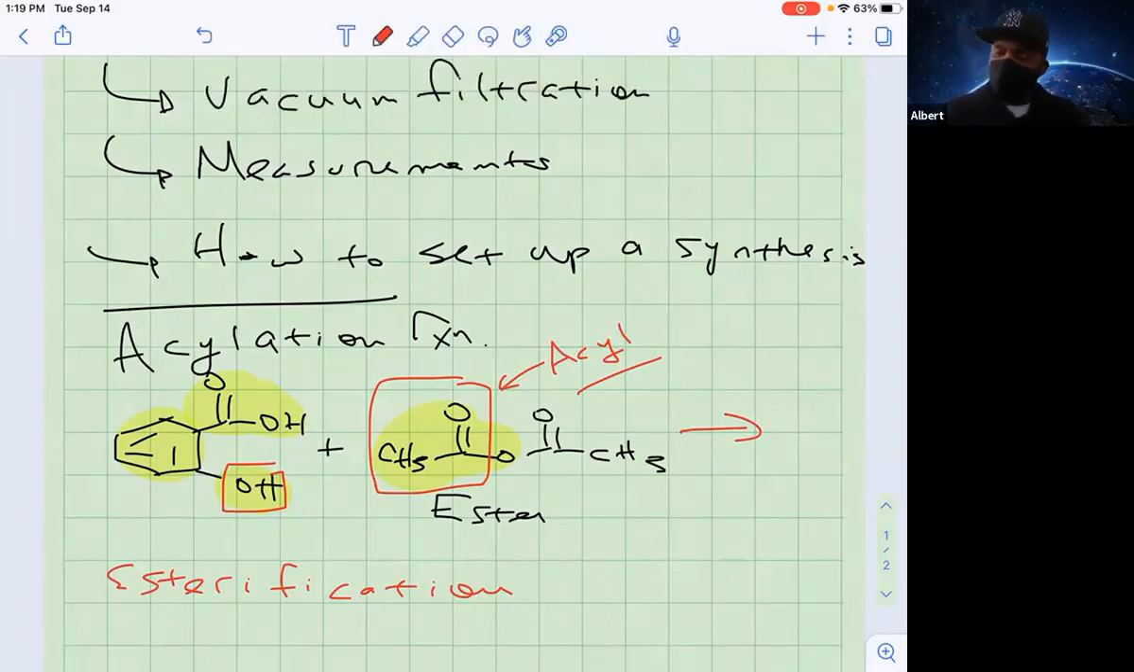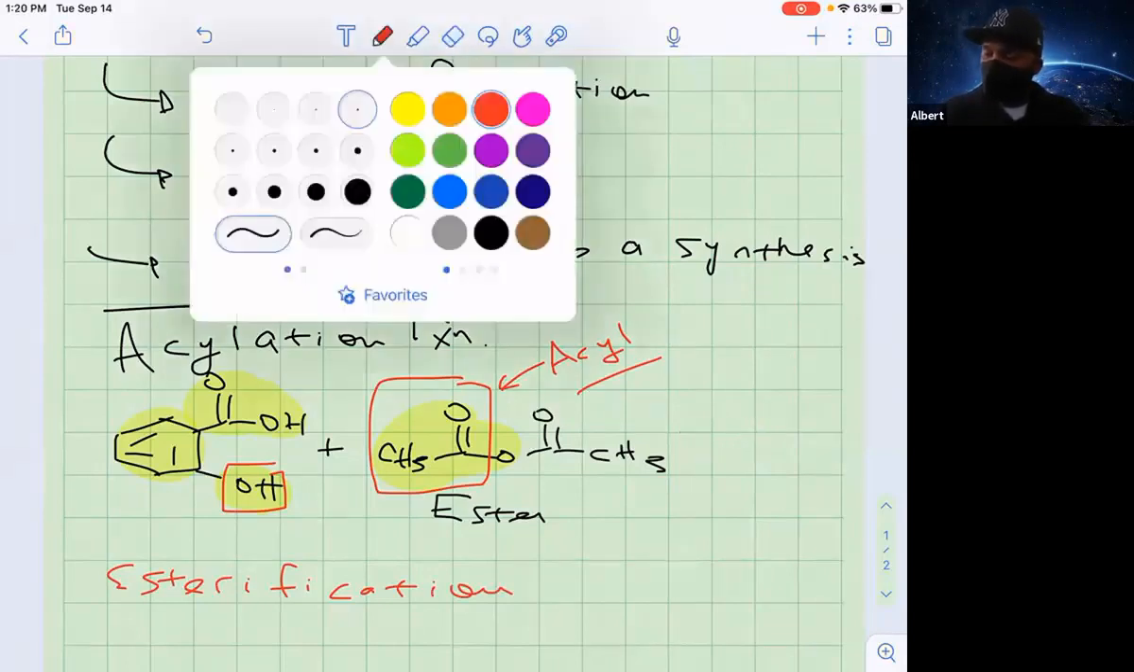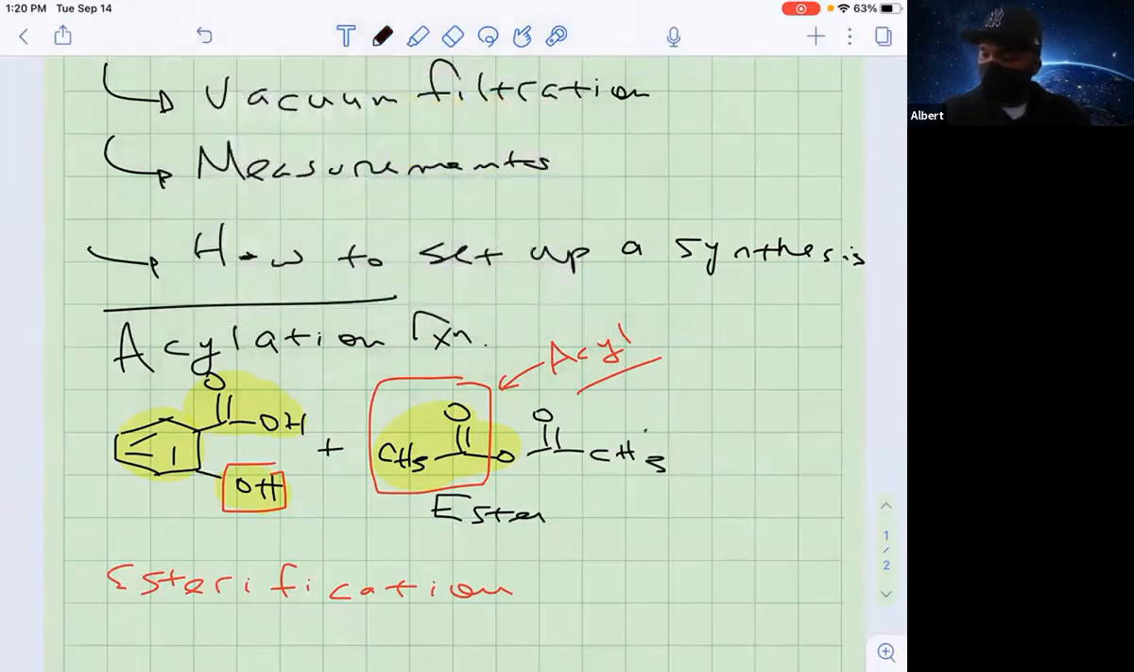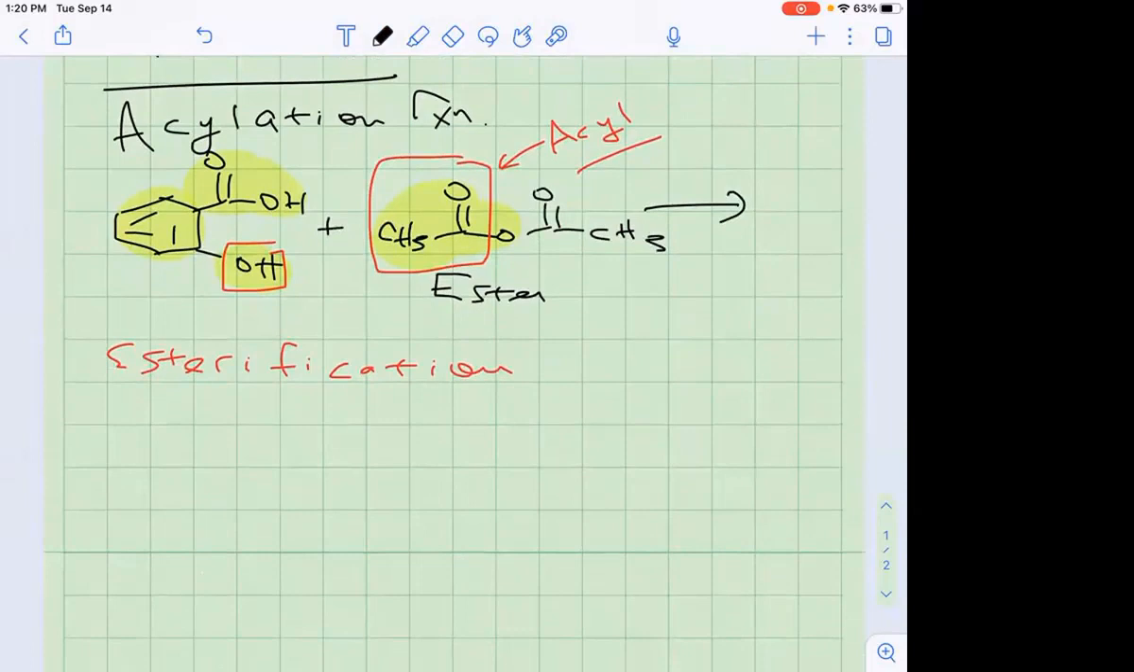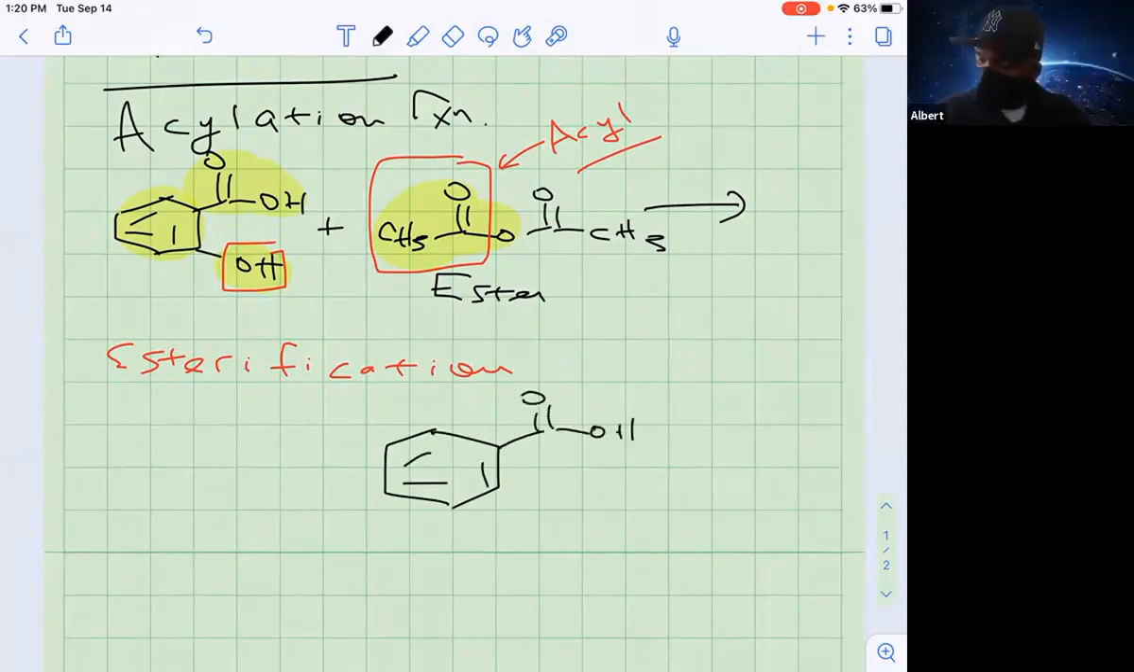So when we put these two together, hopefully you had a chance to watch the aspirin video. I'm not going to go through the mechanism here because I really want to just get cracking on the experiment. So when you put these two together, what you end up with is aspirin, which is here. The carboxylic acid doesn't get touched. And then you have O.